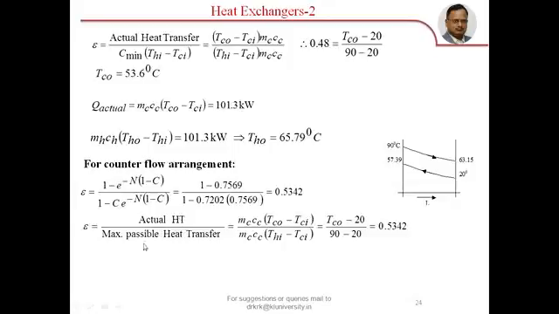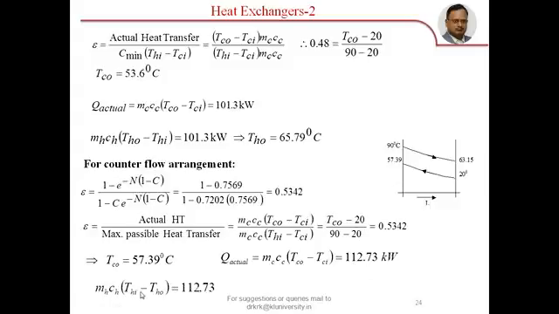Again, effectiveness is actual heat transfer by maximum possible. In the maximum possible heat transfer, C minimum is mc Cc, so it cancels, and you will again get TCO, and you will get a TCO value of 57.39. Q actual is 112.73, whereas in the parallel flow it is only 101, so a better heat transfer rate. From the Q actual, you can determine the value of THO as 63.07 or whatever it may be. So for parallel flow and counter flow arrangements, the temperatures we can determine by applying the effectiveness-NTU method.